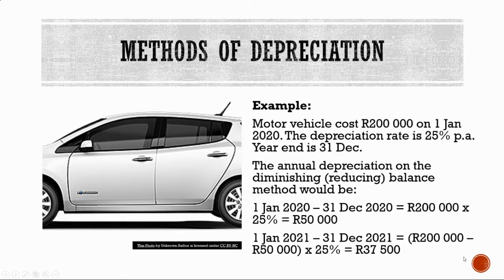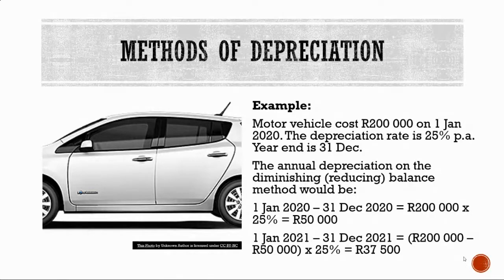Let's look at our next method. This is now the diminishing balance method. So now instead of doing depreciation exactly the same amount per year, we work out the depreciation from year two onwards based on the carrying amount. Now the carrying amount, let's just recap that again, is the original cost, so what you paid for it initially, less the depreciation charge that you've already deducted up to that stage, which we call the accumulated depreciation.